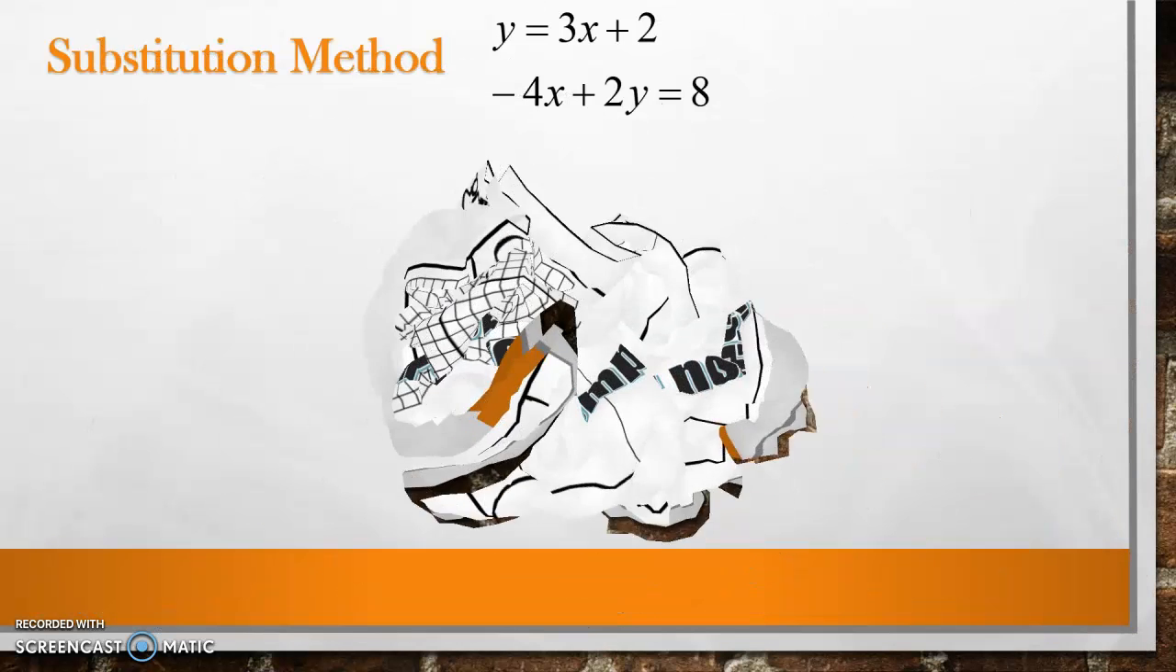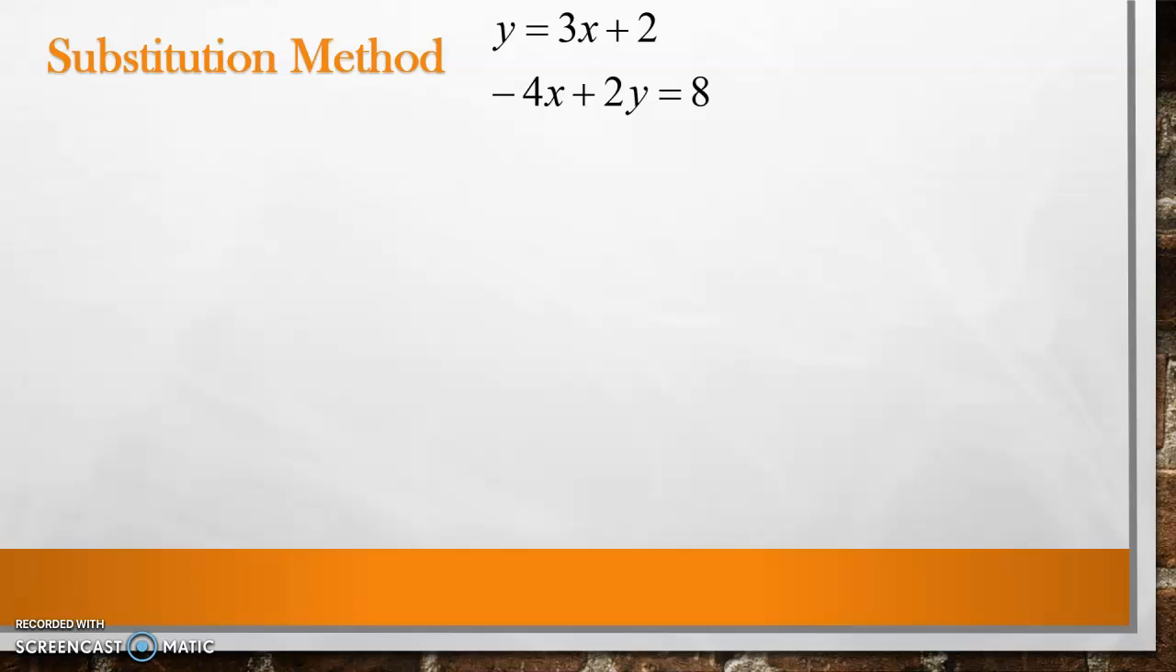So the method that we're actually going to start with is substitution. And so we're looking at the first example where the system that you're given is y equals 3x plus 2 as the first equation, and negative 4x plus 2y equals 8 as your second equation. So what we're going to do is take that first equation, because that one is already solved for the y variable. We're going to take that one and plug it into the second equation. So substitute the y in the second equation.